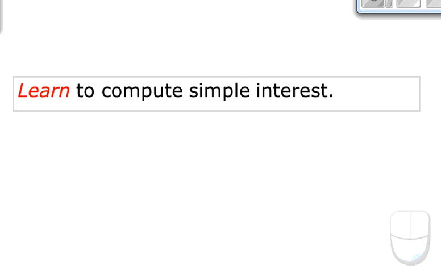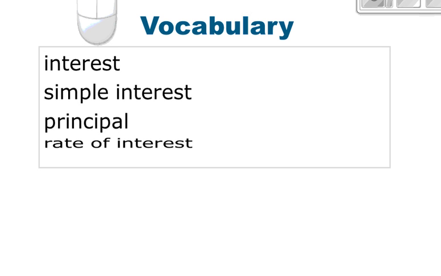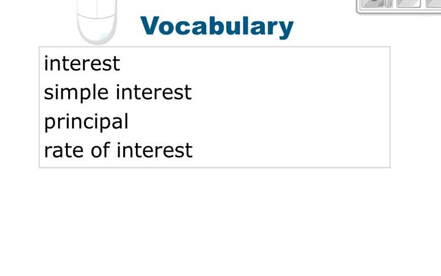All right, today we're going to work on computing simple interest. Simple interest is a common way interest is done. Think about all the chances you're going to have interest. You buy a car, you buy a house, you have credit cards. All these things are done based on interest. So we're going to look at interest, simple interest, principal, and rate of interest. So we have a lot of definitions, and we need to understand each part.